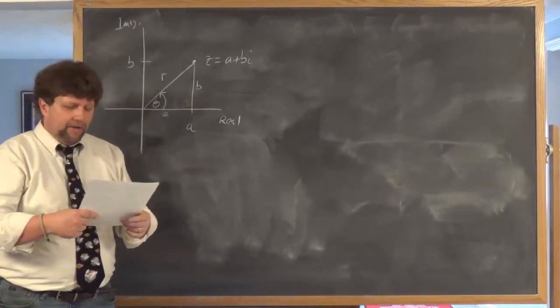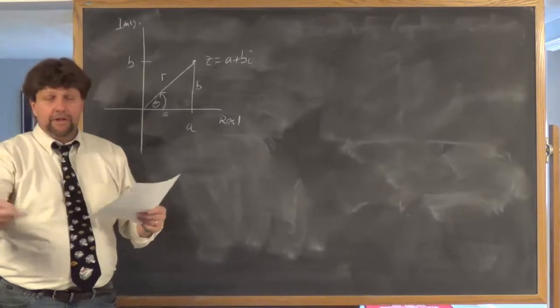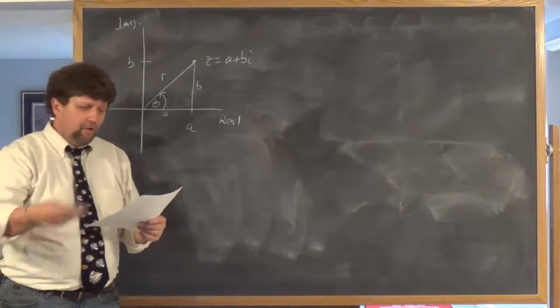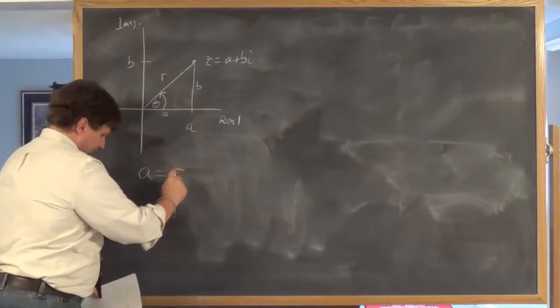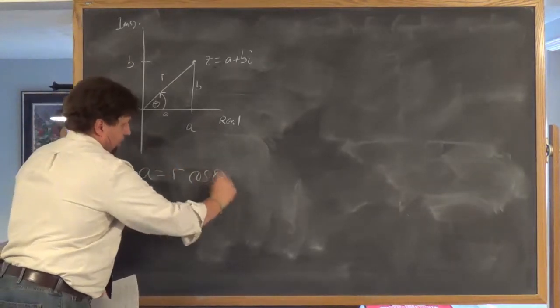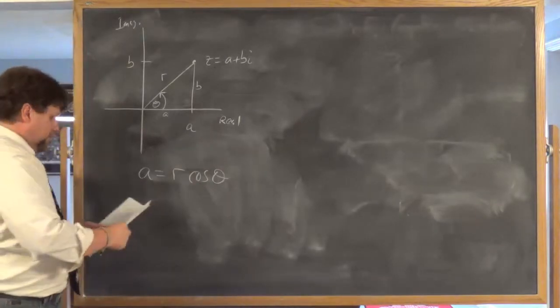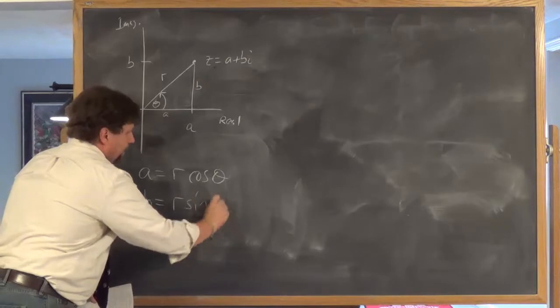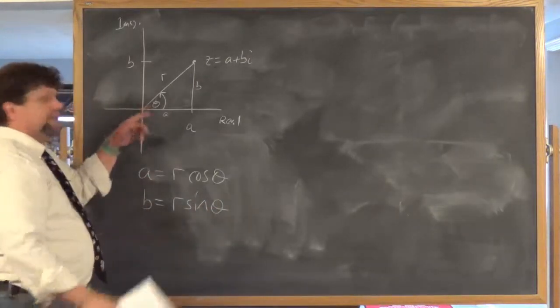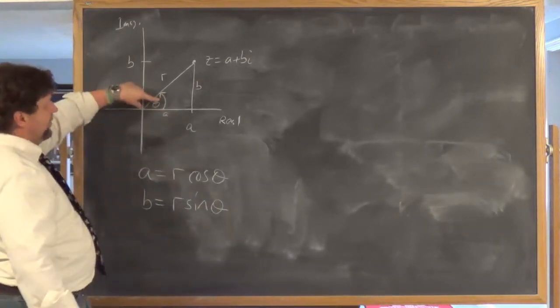And we could come up with stuff that should look familiar. It's going to remind you of polar coordinates. For example, a is r cosine theta. And you should see that b is r sine theta. I mean, think about it, just like in the polar coordinates, here's your theta.